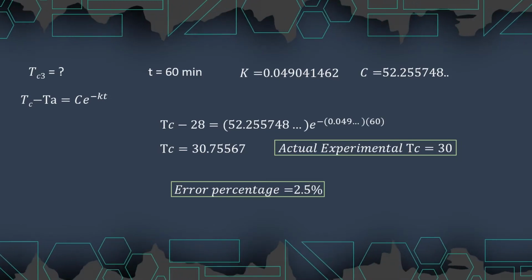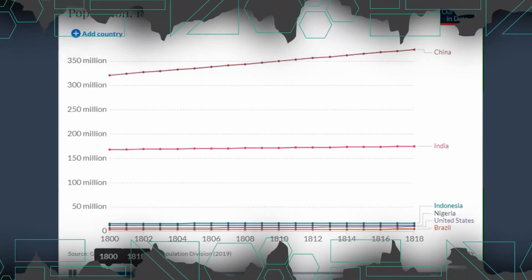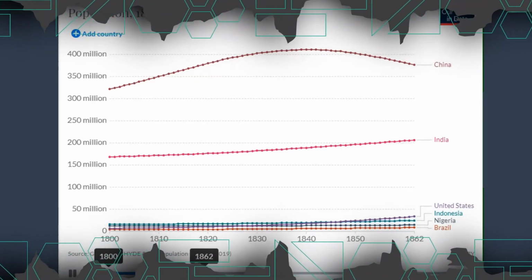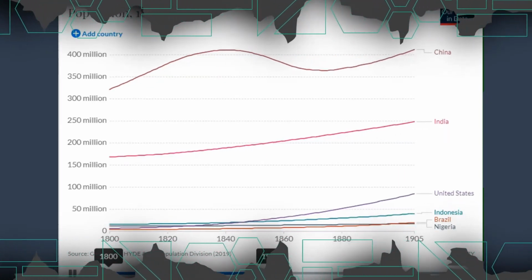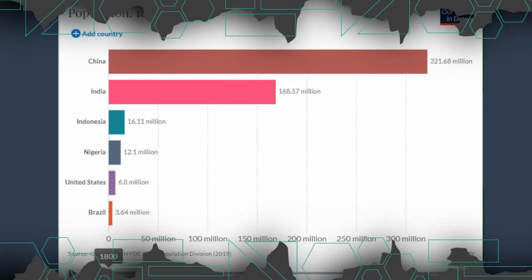Okay, now let us try to solve human population, and it is one of the exponential examples for population. Here you can see the population growth of different countries. Let us try to model India. The reason is the curve is so smooth and better compared to other countries.